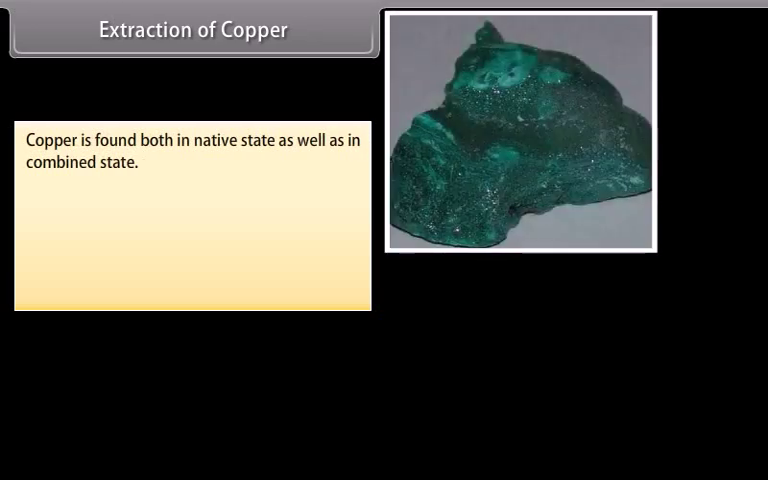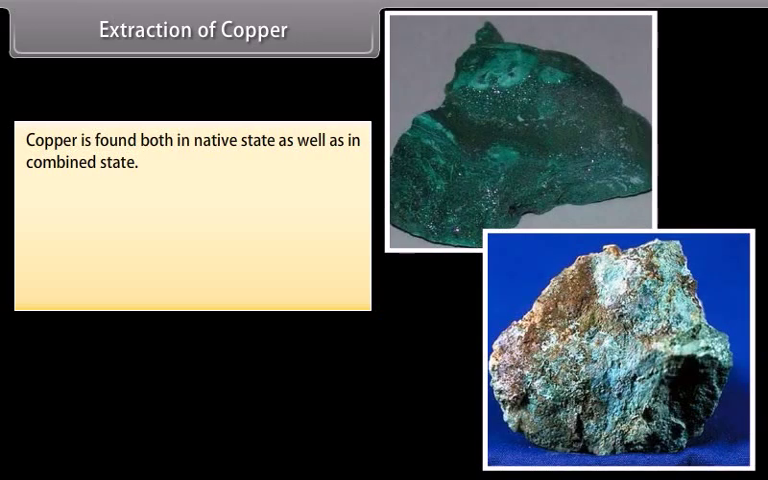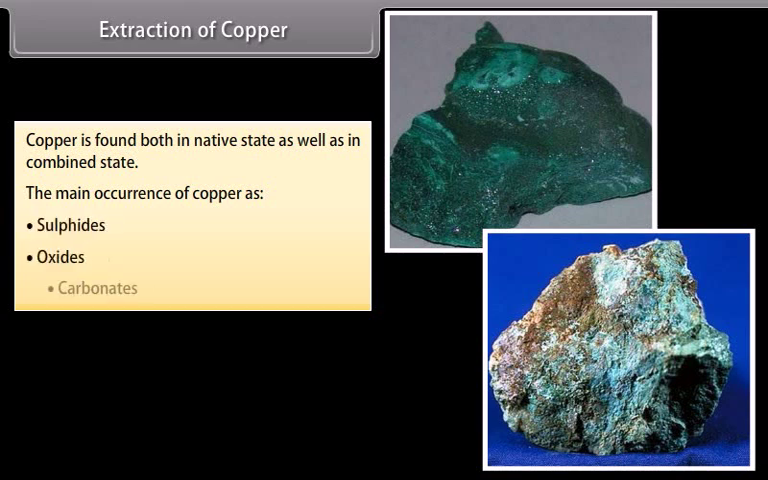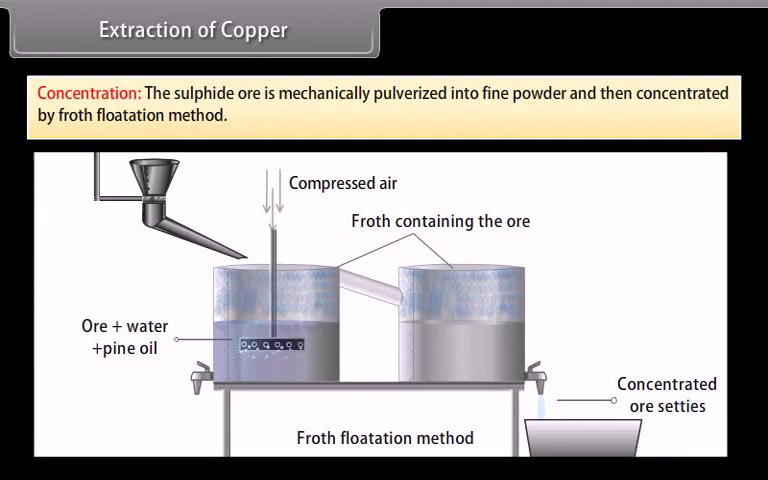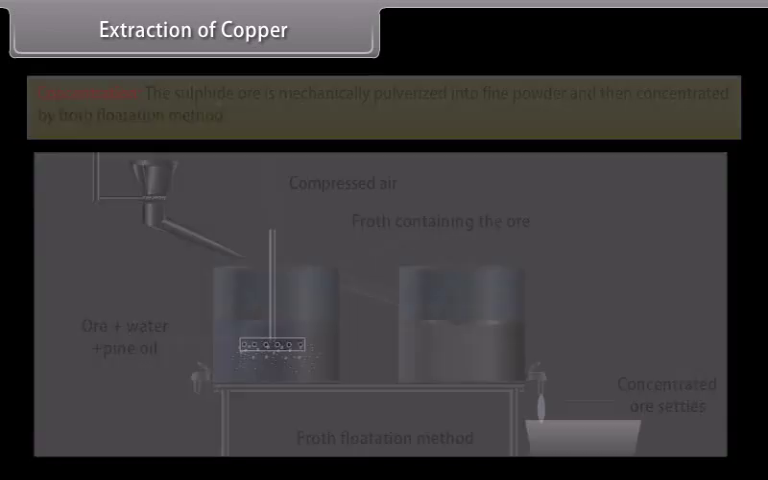Extraction of copper. Copper is found both in native state as well as in combined state. The main occurrence of copper is as sulfides, oxides, and carbonates. The important steps involved in the extraction of copper are concentration: the sulfide ore is mechanically pulverized into fine powder and then concentrated by the froth flotation method.